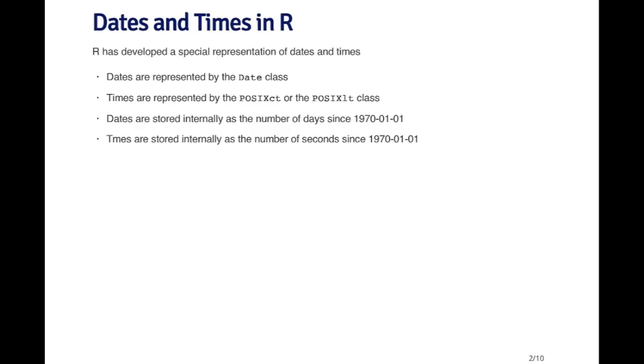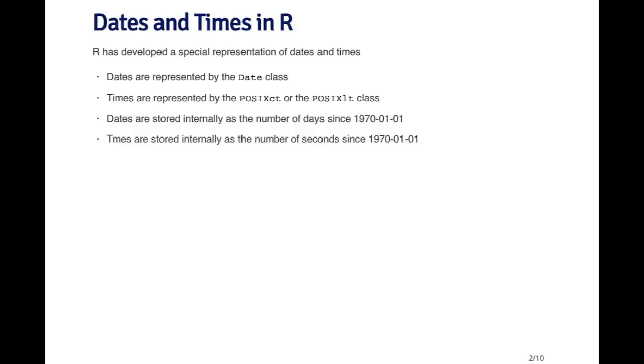So R has a special way to represent dates and times, and they're represented using special data classes. In the past, we talked about different data types like lists and character vectors and numeric vectors, and this is just another type of data on top of those kinds of classes. Dates are represented by the Date class, and times are represented by two separate classes, the POSIXct and the POSIXlt class. Dates basically don't have times attached to them.